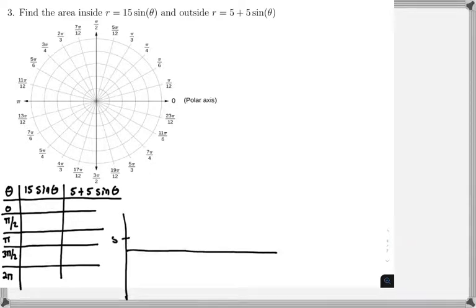And then we'll go ahead and graph this: 5, 10, 15, negative 5, negative 10, and negative 15. Let's label all that stuff. Okay. So the 15 sine of 0 is 0. 15 sine of pi over 2 is 15. At pi is 0. At 3 pi over 2 is negative 15. And at 2 pi is 0.